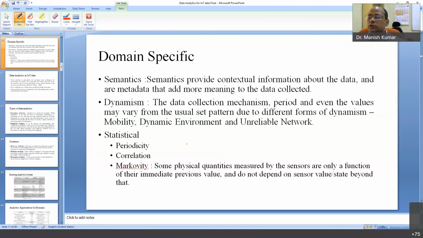Dynamism: when we talk about mobility, or a dynamic environment, or an unreliable network, obviously when we talk about data collection and the period for which you are collecting data, we are interested in storing the variations of the patterns of the data in terms of mobility, environment, and network as well. So we look for dynamicity in that case.